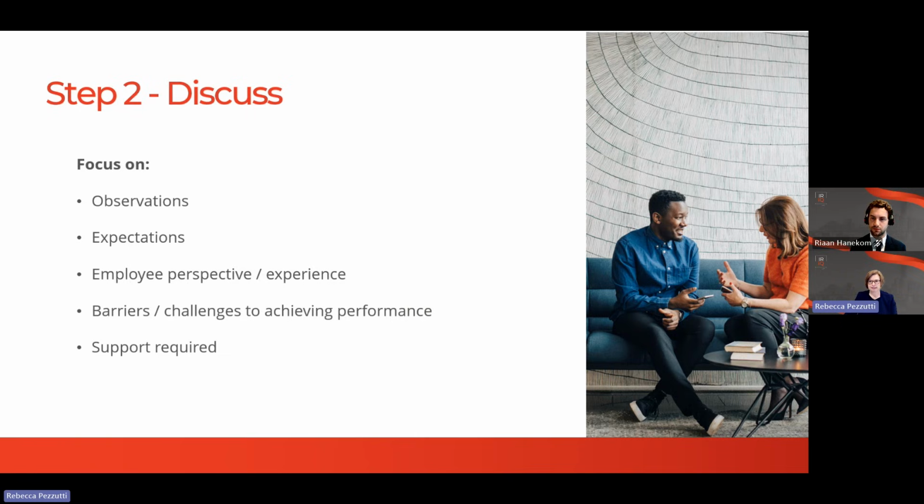Step 2, discuss. So once we've identified the concerns, we need to have the conversation. And this is often the part that managers find most uncomfortable. A useful principle to apply to the conversation is to be clear but curious. So explain what you've observed and then give the employee the opportunity to explain from their perspective what's happening.